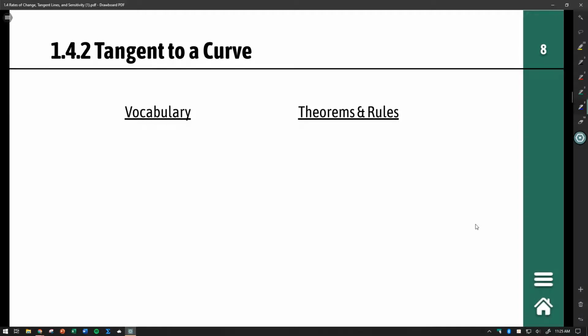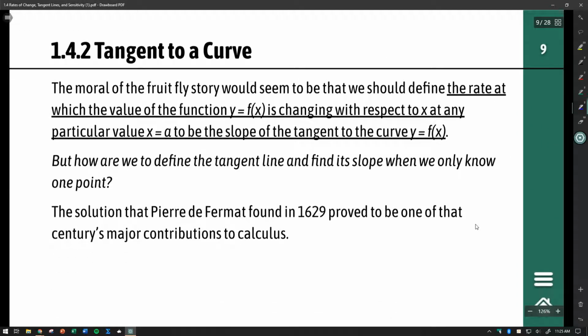The next video here is on tangent to a curve. No new vocabulary, no new theorems or rules. But we start this way.